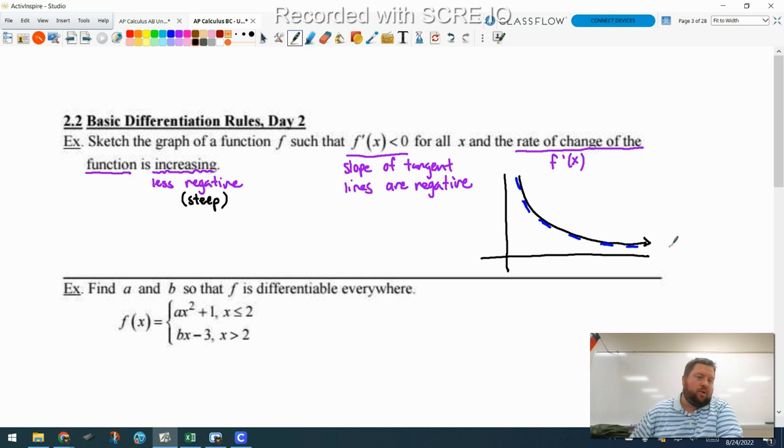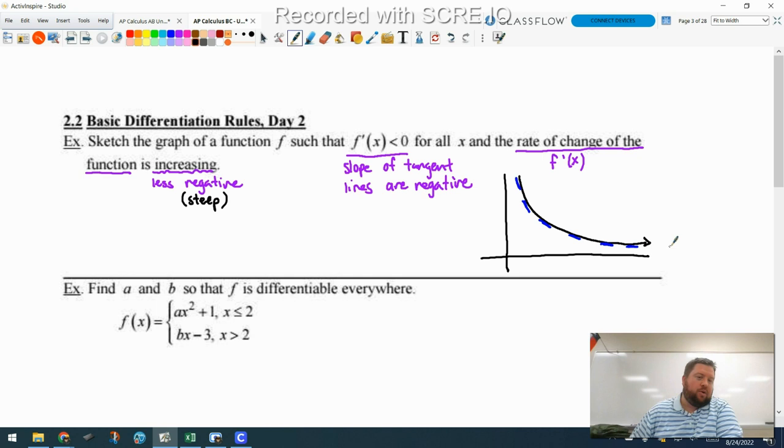So this slope could be like -4, -3, -2, -1, -1/2, -1/4. So they're getting less and less steep, which means the negative numbers are getting greater. -4 is a smaller number than -1/4. Okay, so the slopes are increasing there.